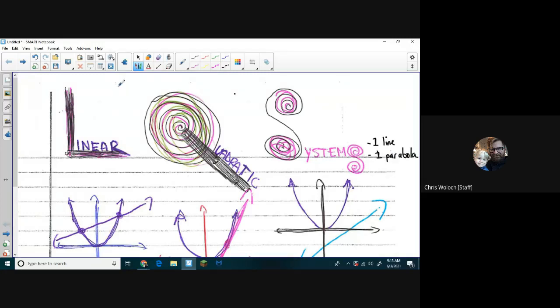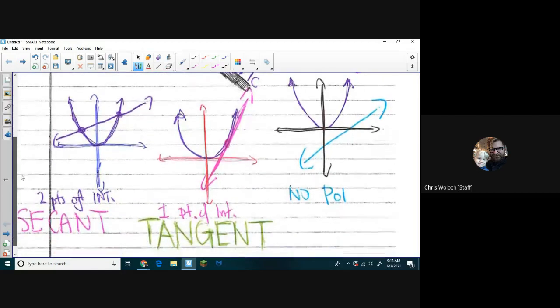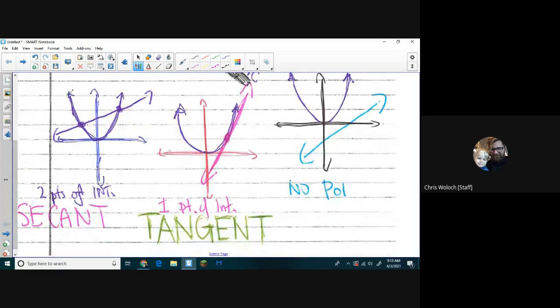Now in the Desmos activity, there were a couple of examples where you had two parabolas, which is totally cool graphically, no big deal. But we're not going to really look at that kind of situation. We're just going to look at lines and parabolas, or linear functions and quadratic functions. So clearly we have these three kinds of situations.